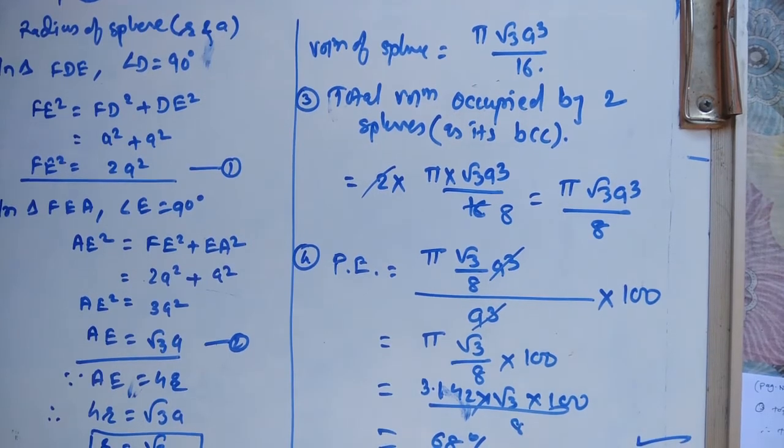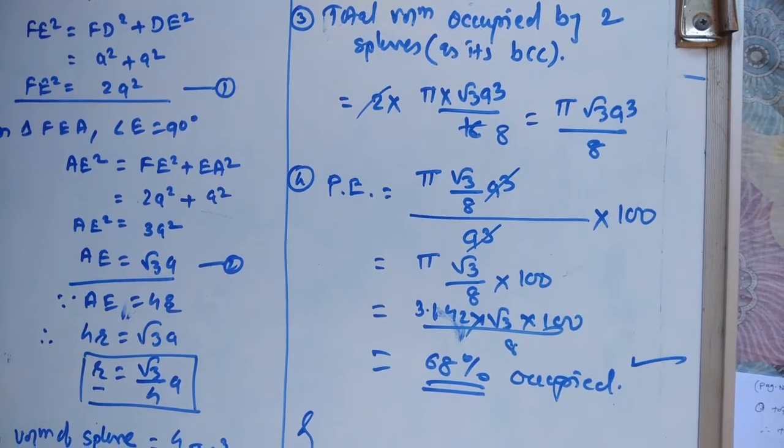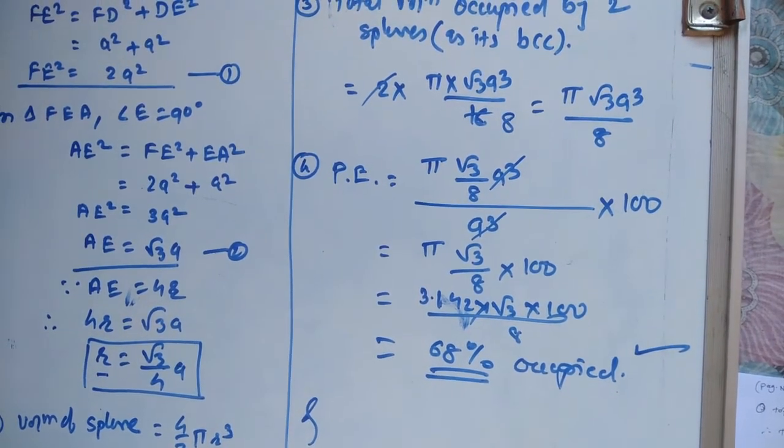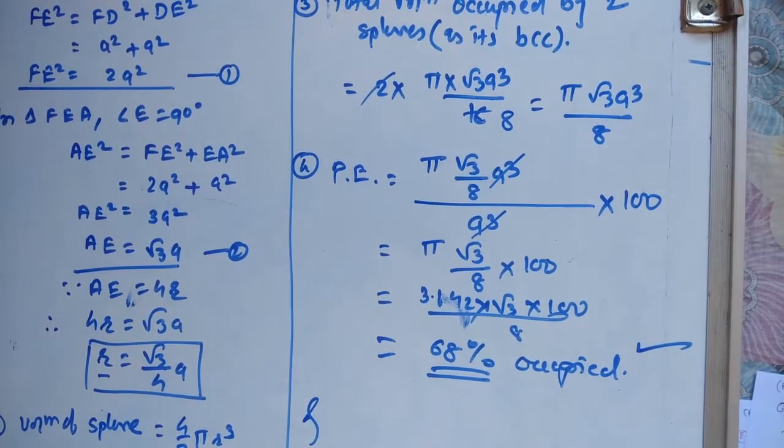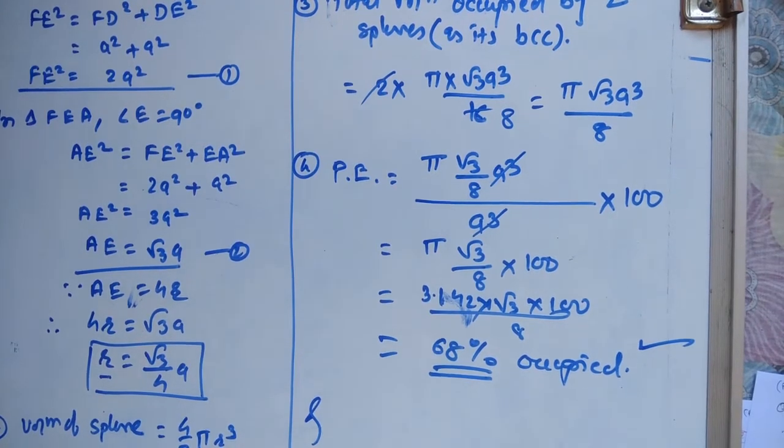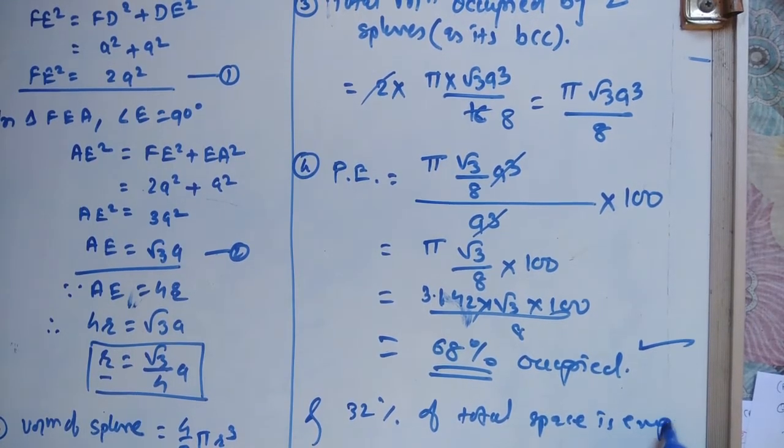It is found that in BCC the efficiency is more than in the simple cubic unit cell. That means how many void spaces remained here? 32% of the total space is empty, or it is void space.